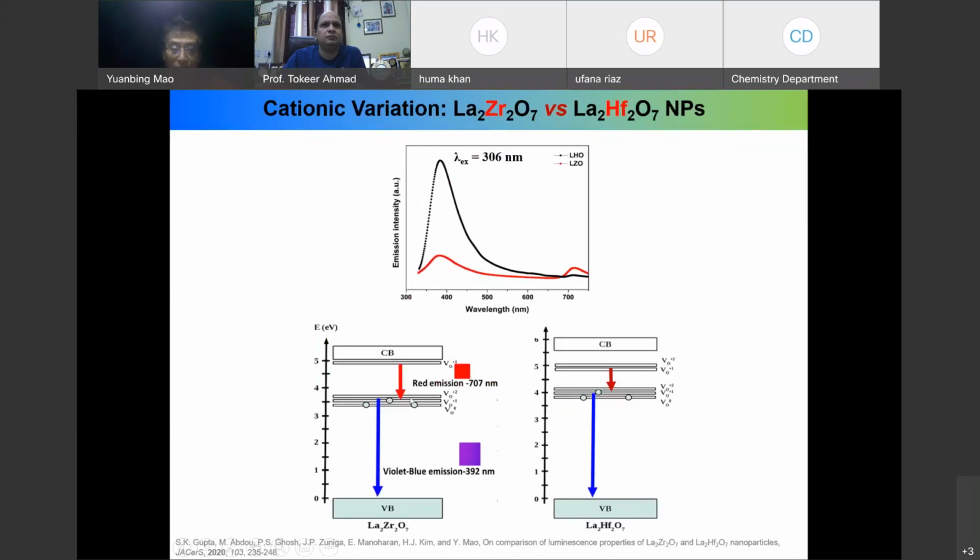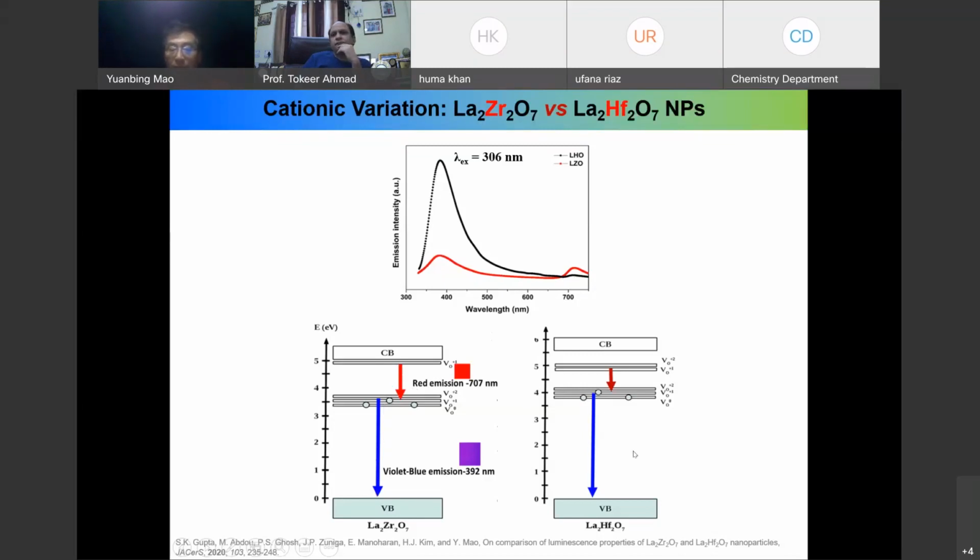And so, through the DFT calculations, it has been identified there are different types of oxygen vacancies in the band gap, and depending on the band gap and where the oxygen vacancy is located, it will give these different peaks. For lanthanum zirconate, we see that this is related to the peak around 392 nanometers, and the peak around 707 nanometers is from here, right?